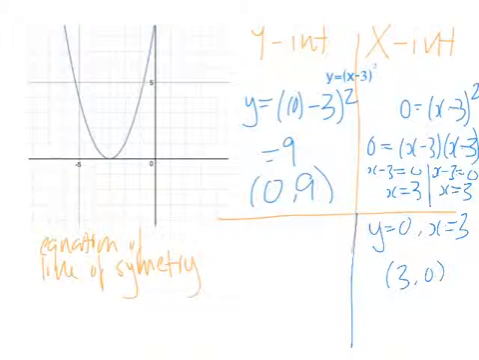Okay, and finally, the equation of the line of symmetry. This is quite different from what we do with straight lines, because you don't have a line of symmetry with straight lines.